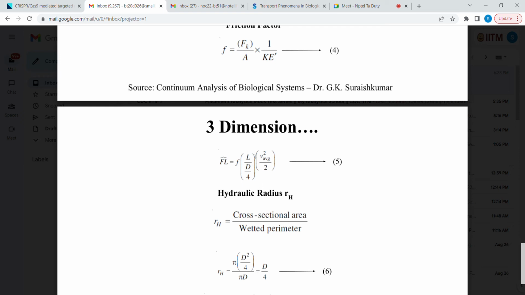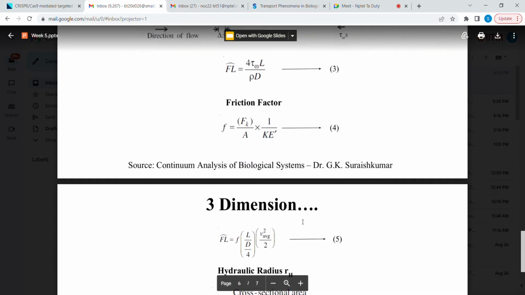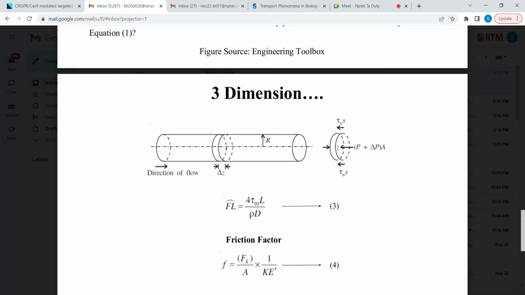The length of the pipe is denoted by L, D is the diameter, F is the frictional factor, and now we define another component called the hydraulic radius. Now what is the hydraulic radius? Hydraulic radius is defined as the cross sectional area divided by the wetted perimeter. Now let's try to understand this figuratively. Let's look at this volume element, the cross sectional area divided by the wetted perimeter of this volume element.